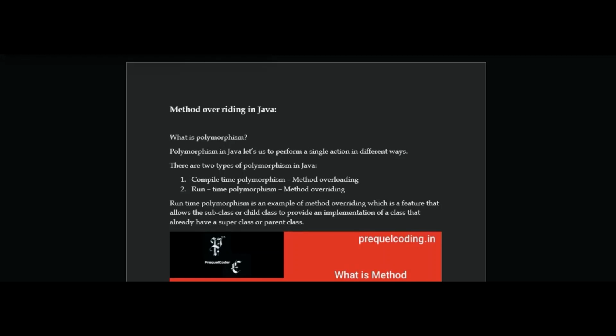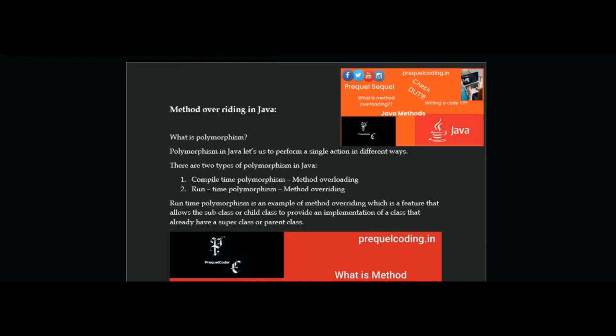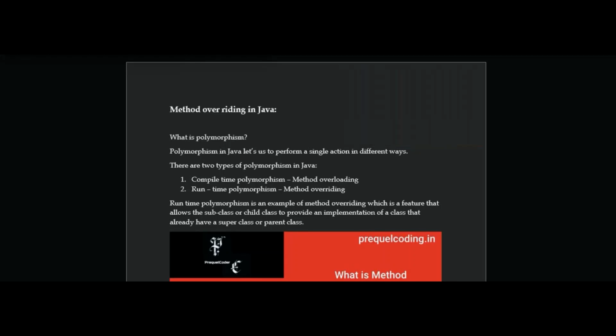There are two types of polymorphism. One is runtime polymorphism and the other is compile time polymorphism. Compile time polymorphism is an example of method overloading, which we have discussed in the previous video. The link is provided in the description, you may go and refer to it. The second one is runtime polymorphism, which we are going to discuss today.